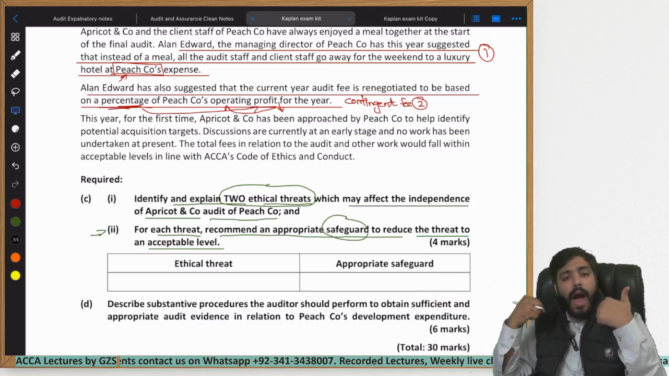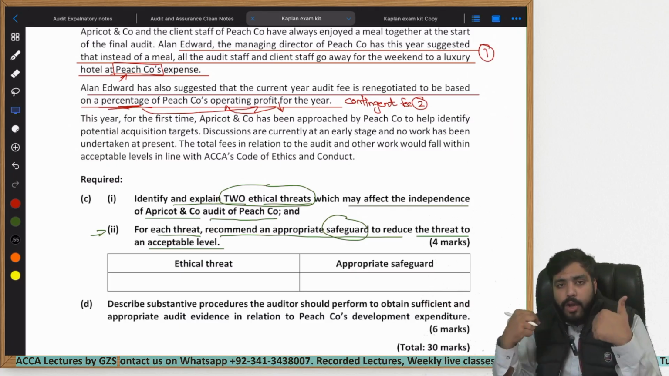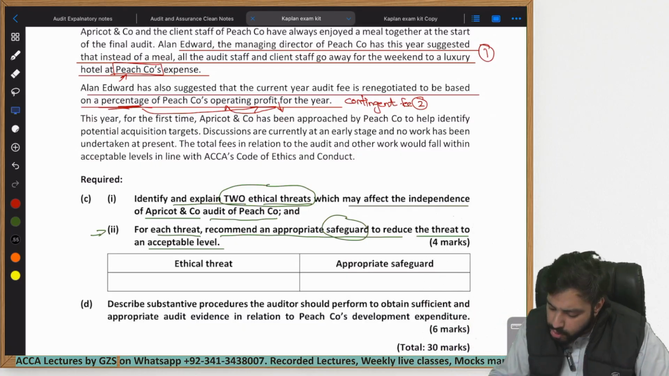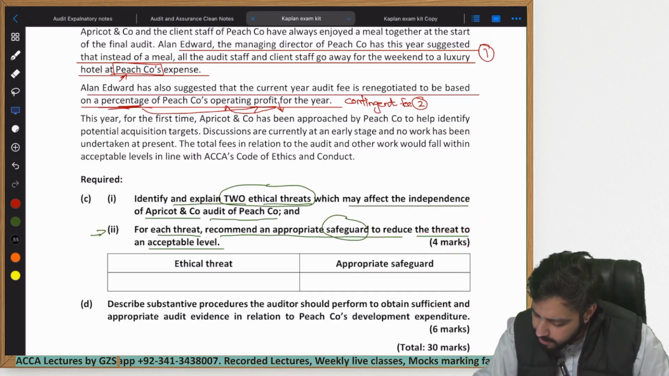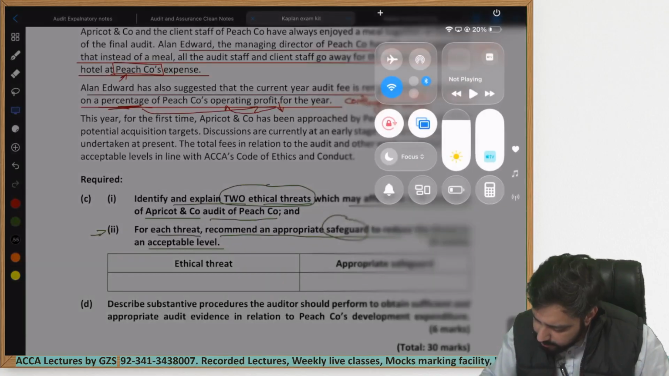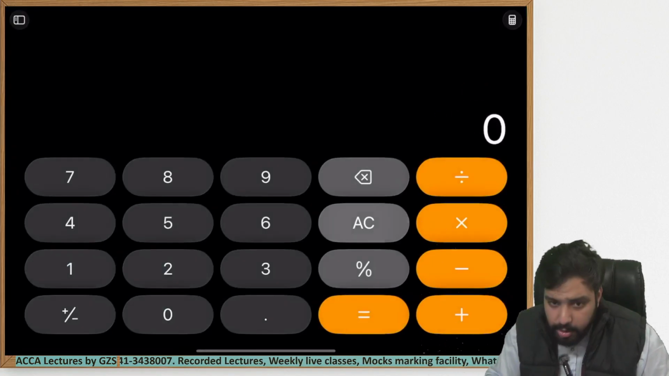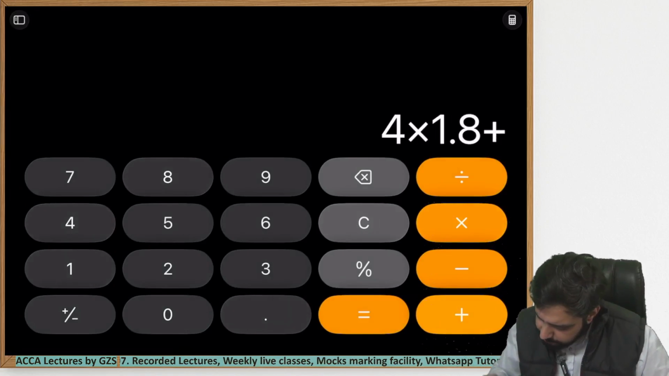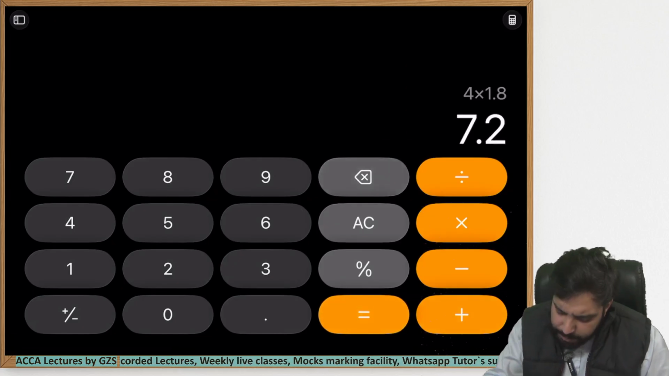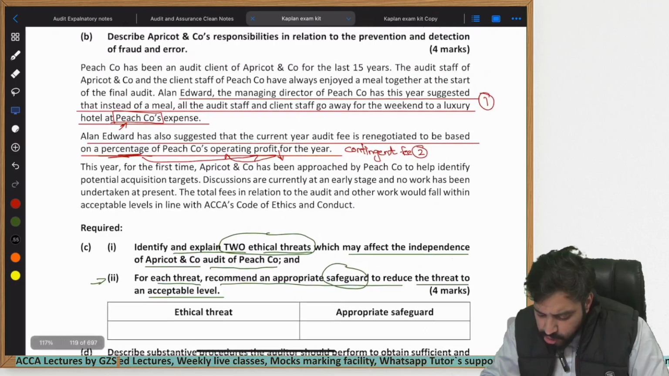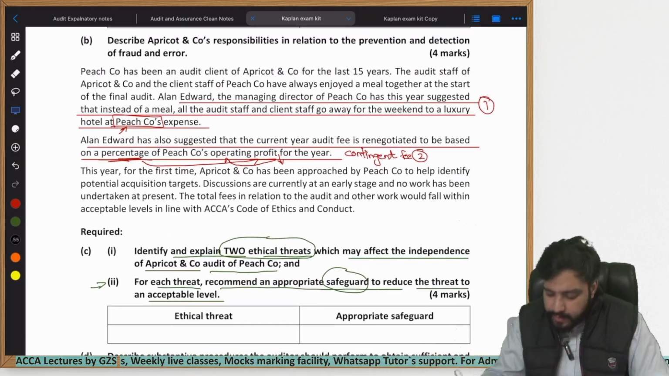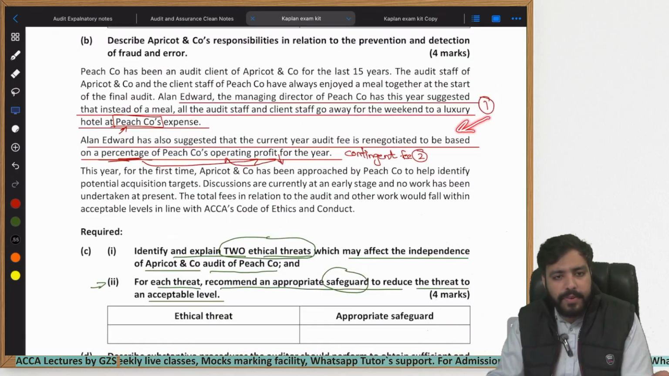Why? Because I know as a student, I only have 3 hours to solve the AA exam. If this question is for 4 marks, multiplied by 1.8, 4 multiplied by 1.8 is equal to 7.2 minutes to read this question, solve it and write down my answer as well. So I cannot waste any minute when I'm solving this question. I do not have enough time.